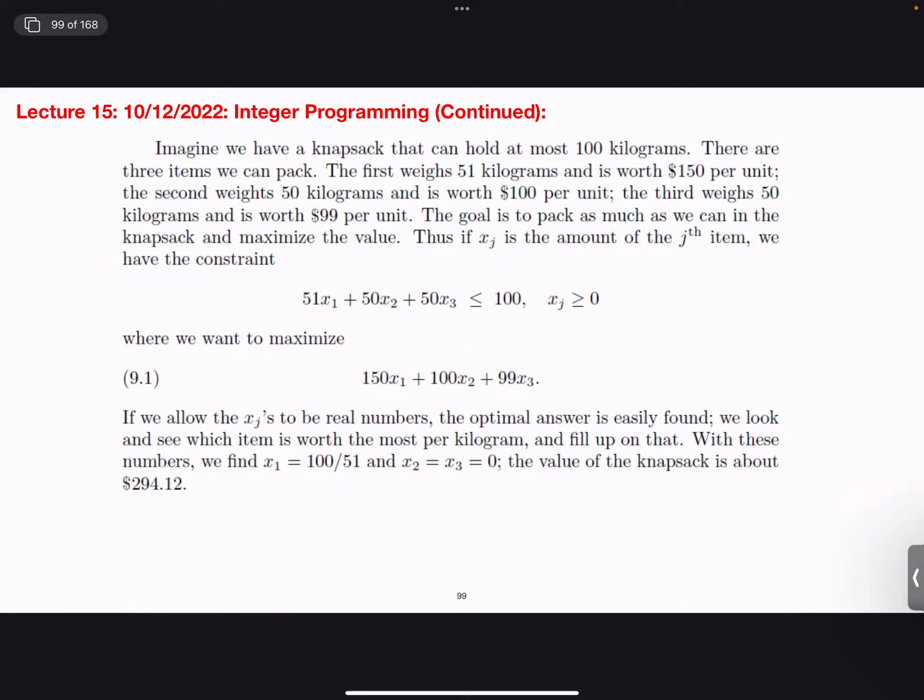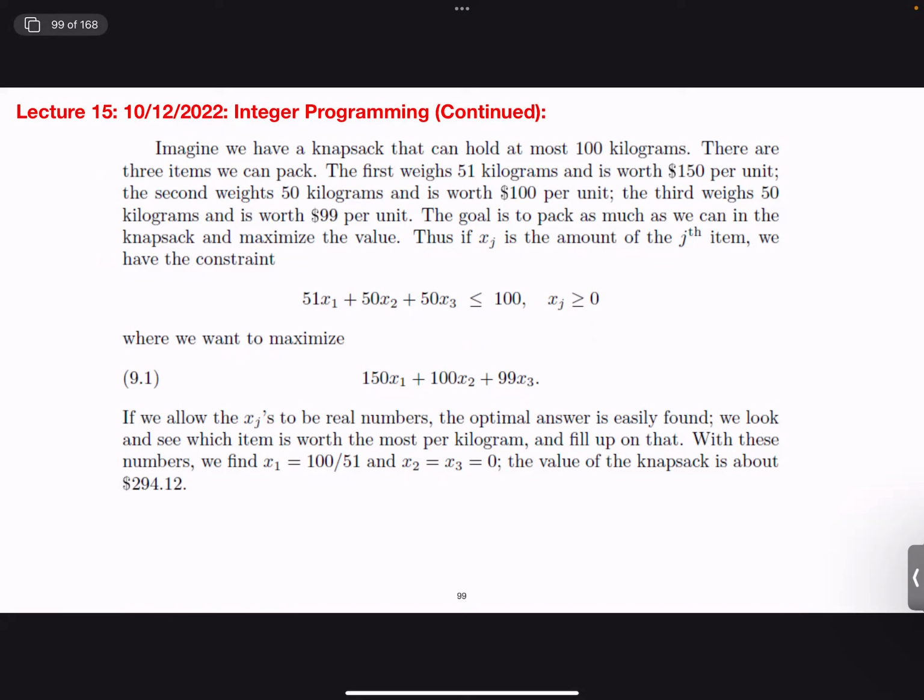So what can you immediately deduce about the solution that's going to give you the knapsack of greatest value? Well, you probably shouldn't pack X1 because you can't have. No. There's an easier thing before even getting to X1. So X1 is worth 150, X2 is worth 100, X3 is worth 99, and their weights are 51, 50, and 50. Yeah, there's no reason to pack the last one. Why would you not pack the last one? You get more per unit. Yeah, you get more per unit for the same amount with just the second. They weigh the same, but the second one is worth more.